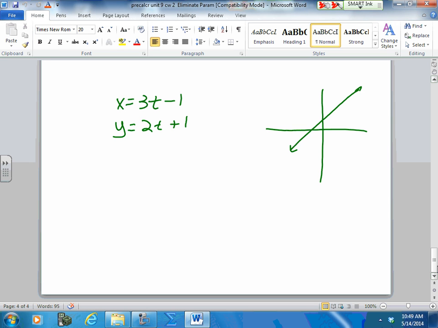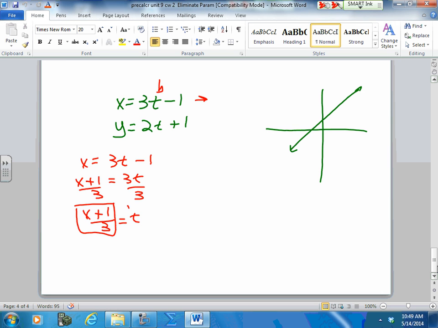We're going to solve for t in your x equal. Just a transformation. So I add 1, and I divide by 3. Okay, we solve for t. Now, replace this, which is the equivalent of t, into the t for your y equation.